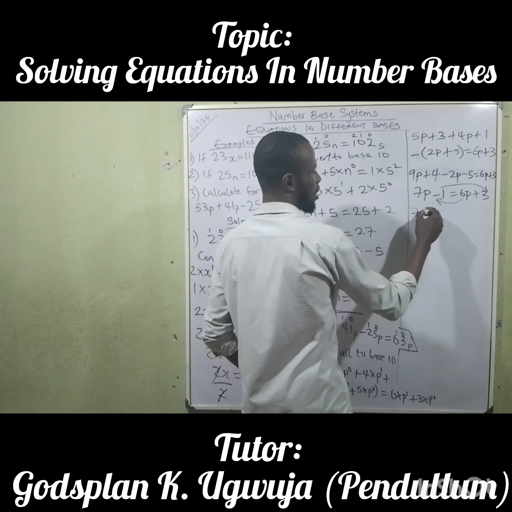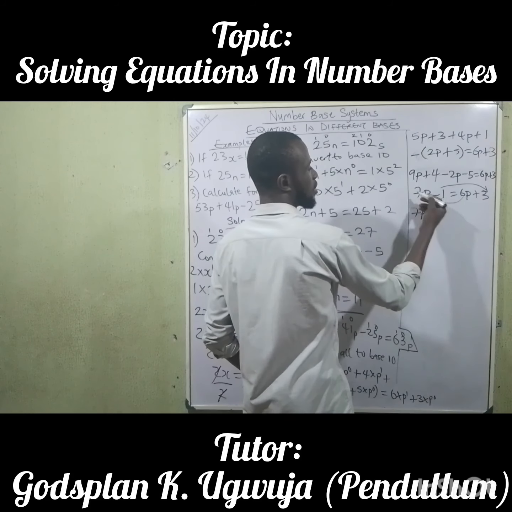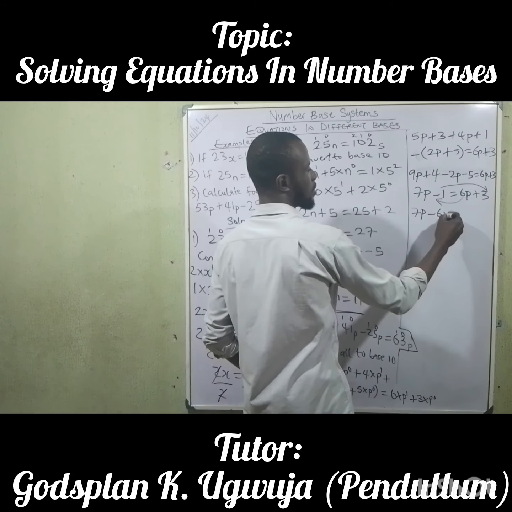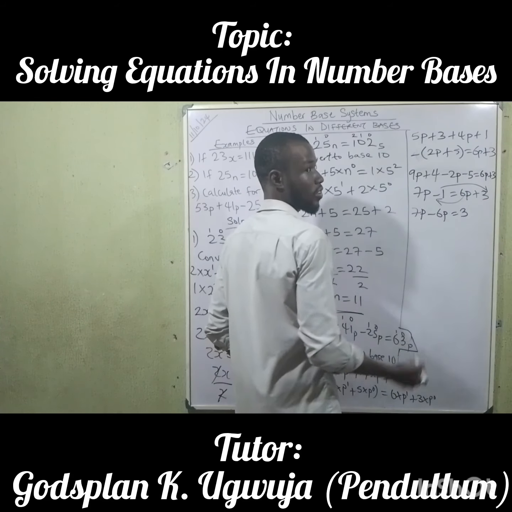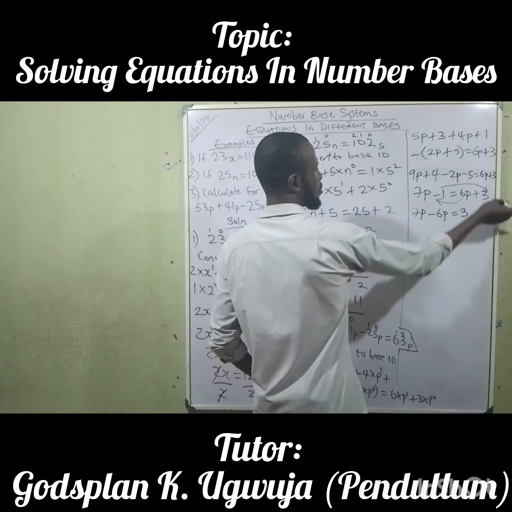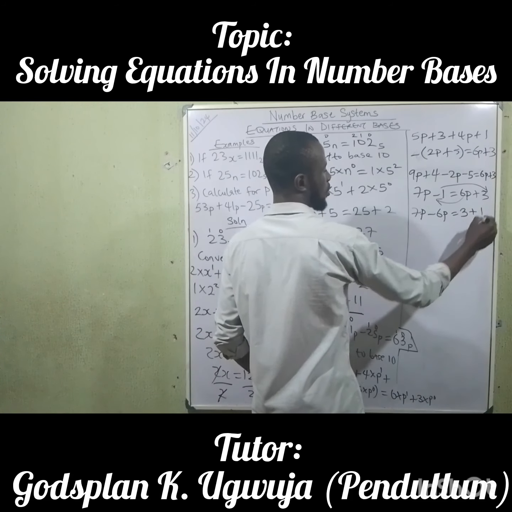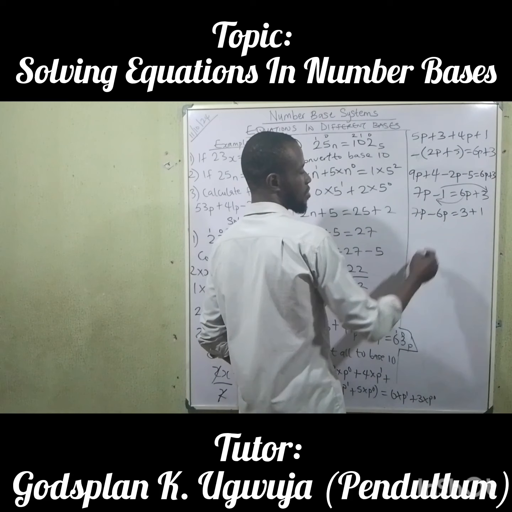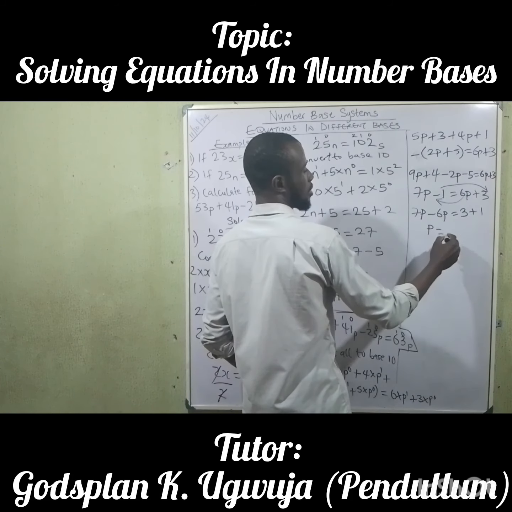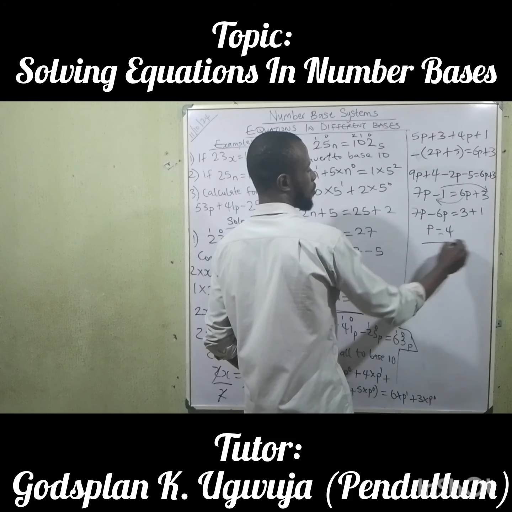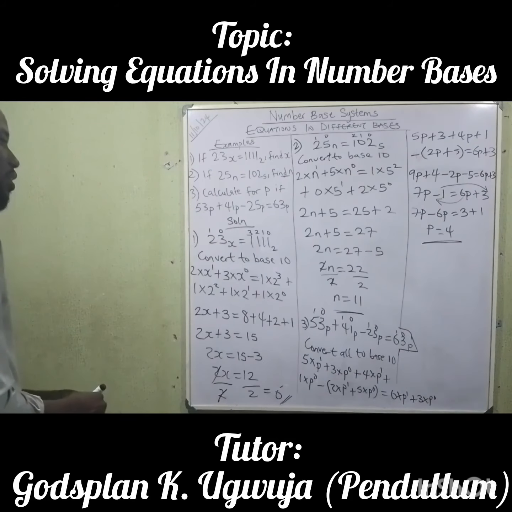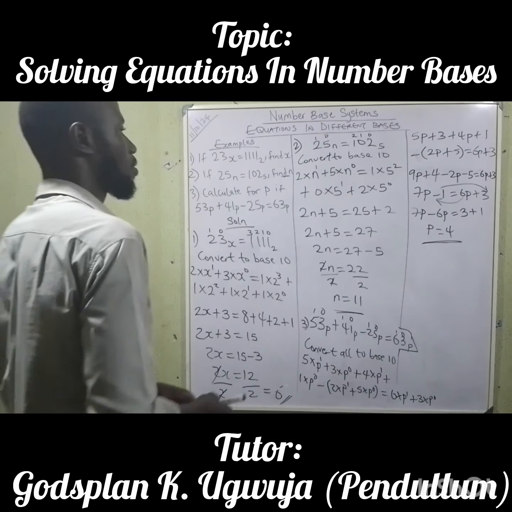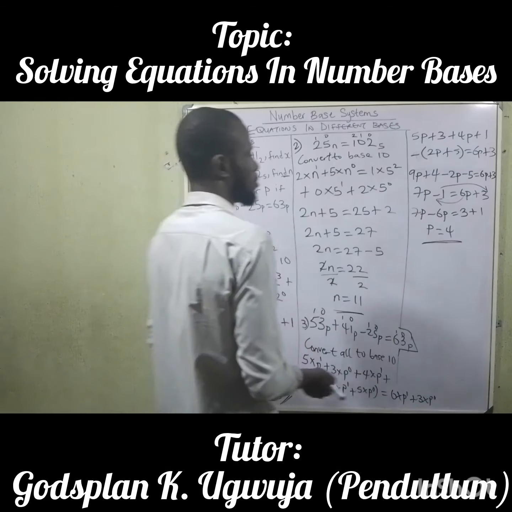Now 7p is already here, so I just write it down. 6p crosses, it becomes minus 6p. 3 is already here, so I just write it down. Minus 1 is crossing to meet it, so it becomes plus 1. Now 7p minus 6p is p. 3 plus 1 is 4. So this is our answer: p is equal to 4. Quite simple.